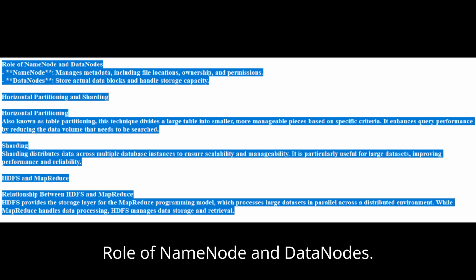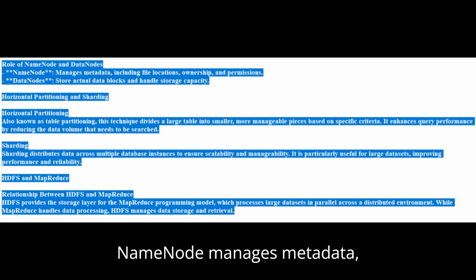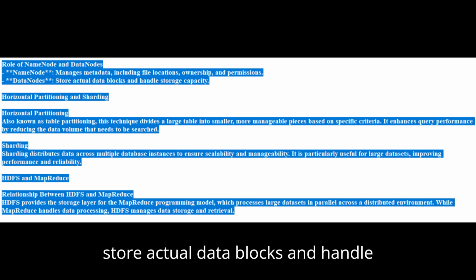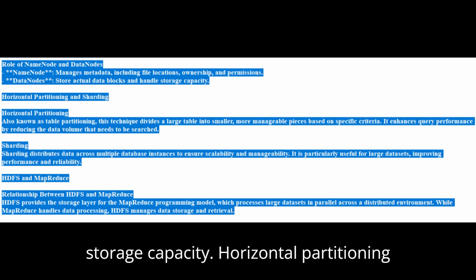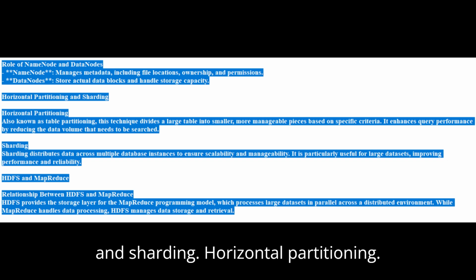Role of name node and data nodes. The name node manages metadata, including file locations, ownership, and permissions. Data nodes store actual data blocks and handle storage capacity. Horizontal partitioning and sharding. Horizontal partitioning.